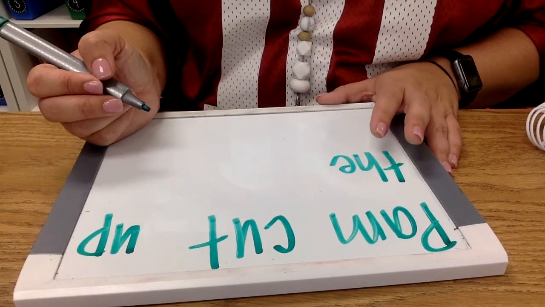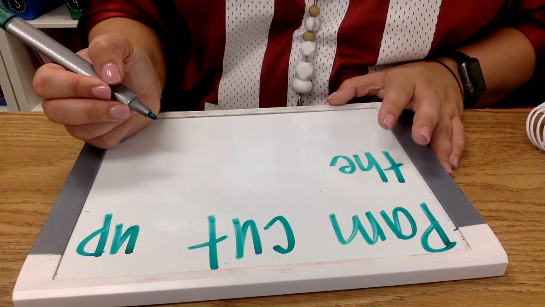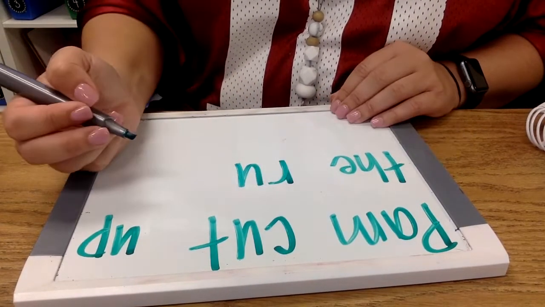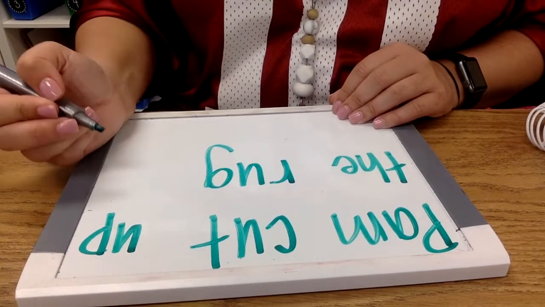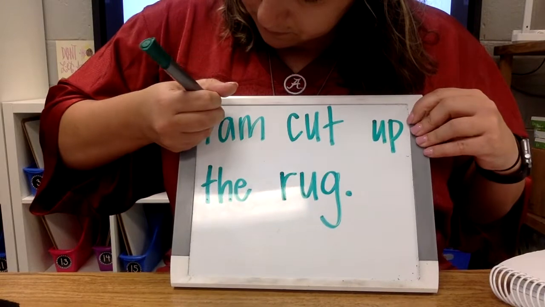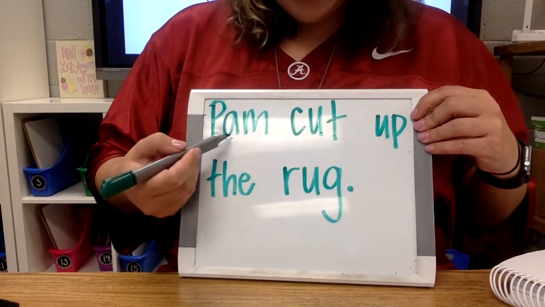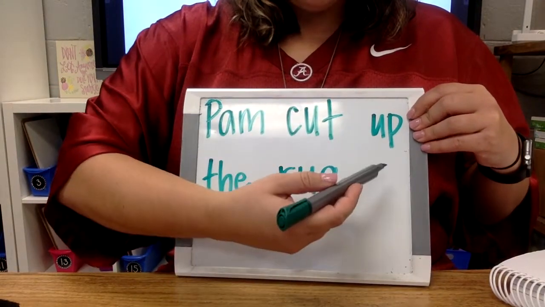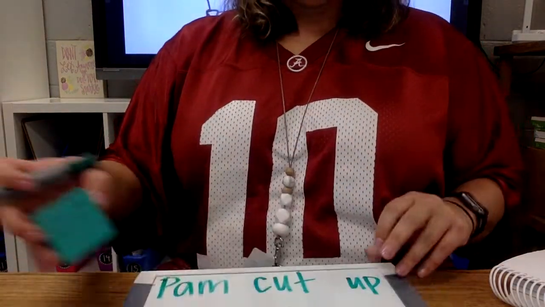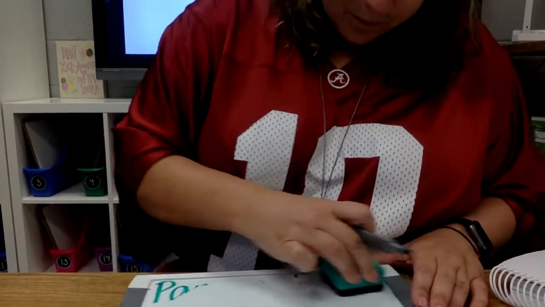And then rug. All right, G. And then I have an N mark. So let's look at our sentence here. Oops. Pam cut up the rug. Very good job. You may erase that.